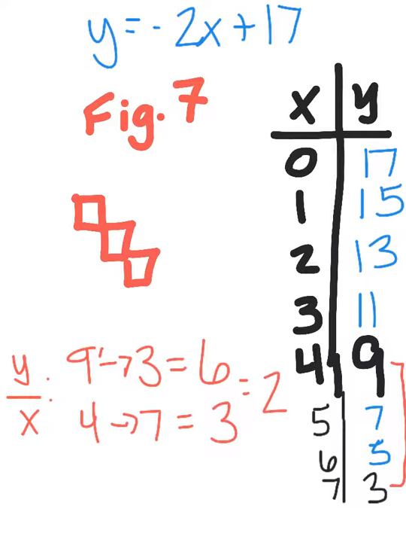And again, I could plug in my one I know, like 4, 9, to make sure it works. So negative 2 times 4 is a negative 8. Negative 8 plus 17 gives me my 9, which then means my rule is correct.